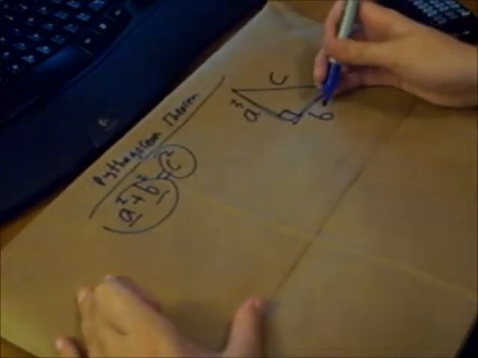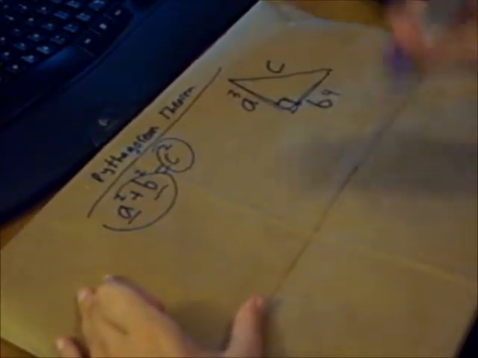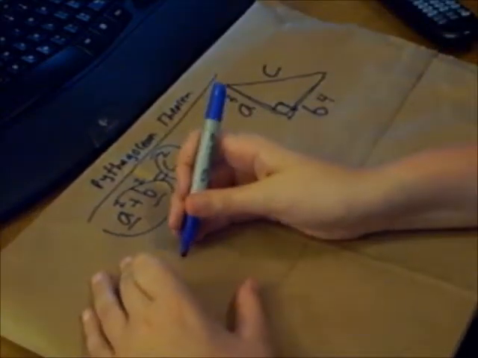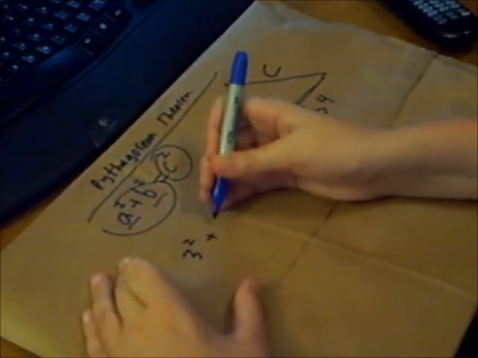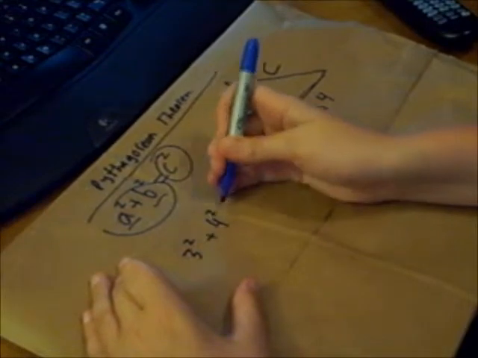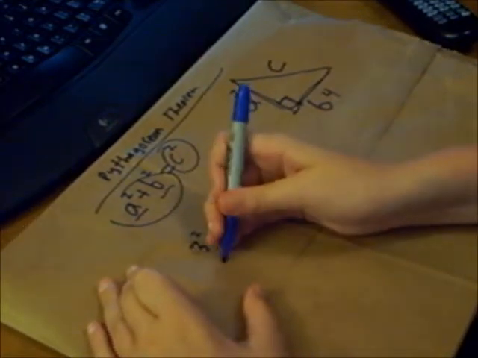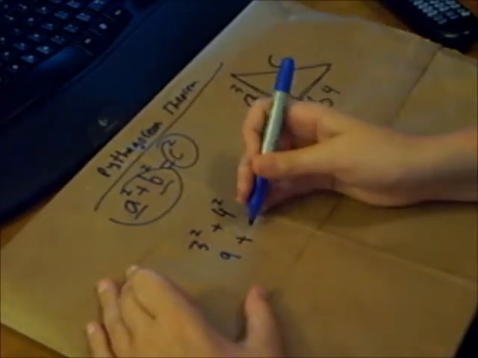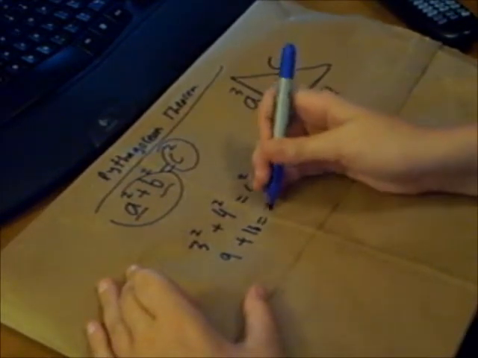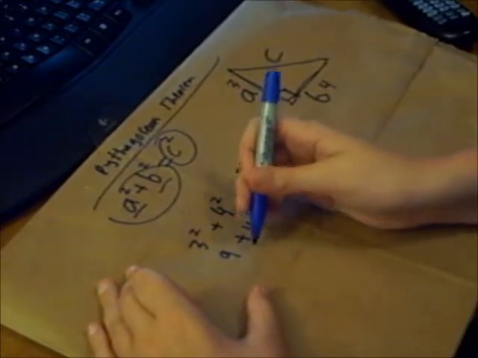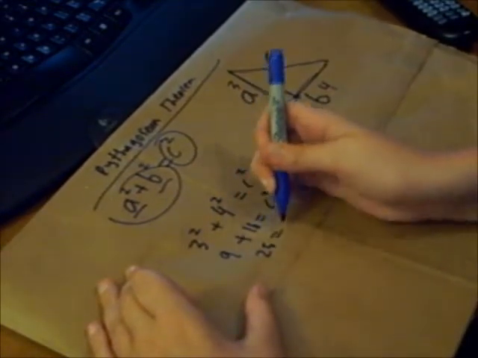Say length A is 3 and length B is 4. How do we find C? Basically we plug it into the equation: 3 squared plus 4 squared equals C squared. We simplify the exponents. 3 squared is 9. 4 squared is 16, and that equals C squared. Now 9 plus 16 is 25. It's equal to C squared.